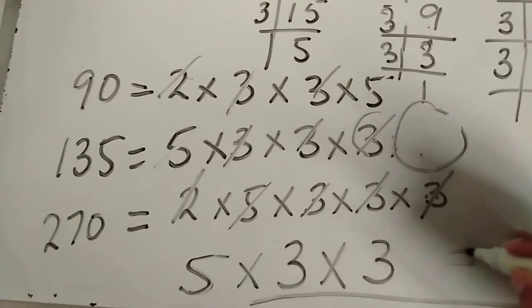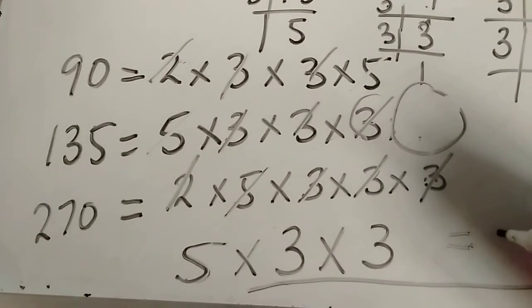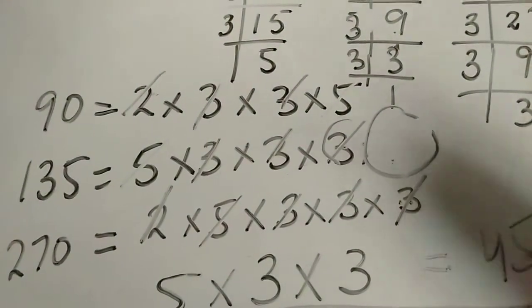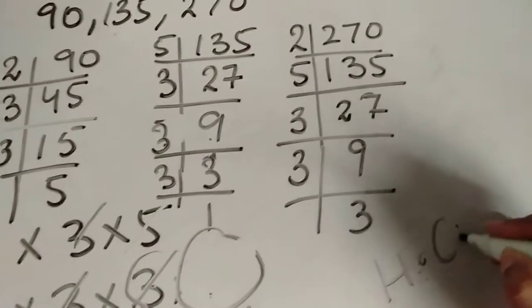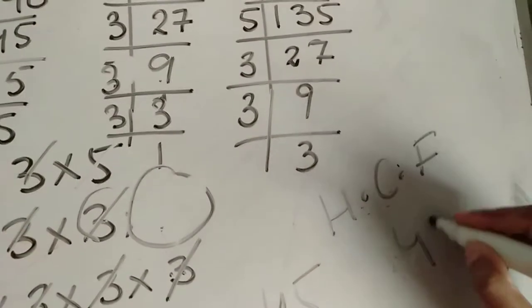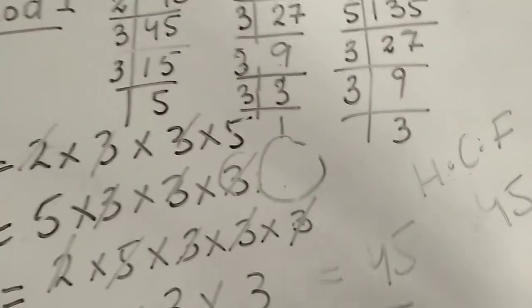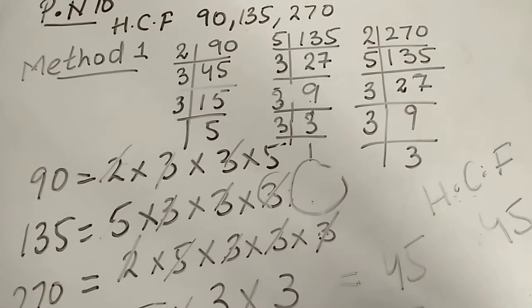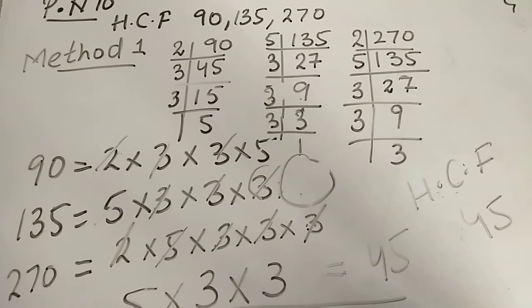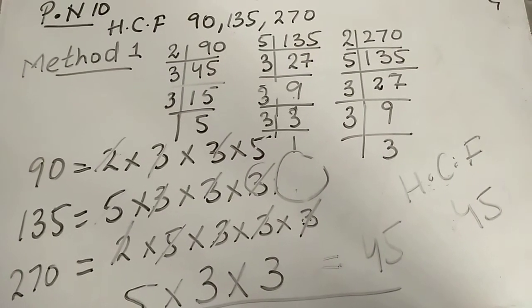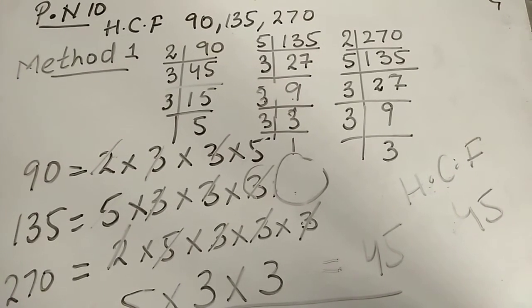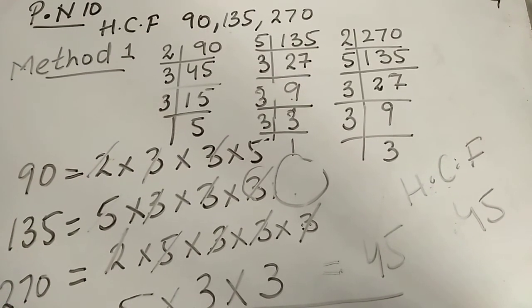When we multiply 5 with 3 and 3, it will be 45. So 45 is our answer. So the HCF of 90, 135 and 270 is 45. So this is method 1 for Practice Now 10. You can also solve Practice Now 10 by method 2. I have told you how we can use method 2. If you didn't understand, you can see Example number 10 again.